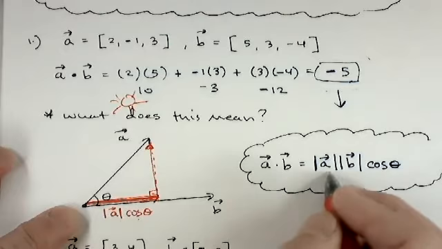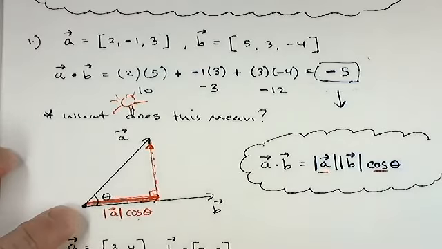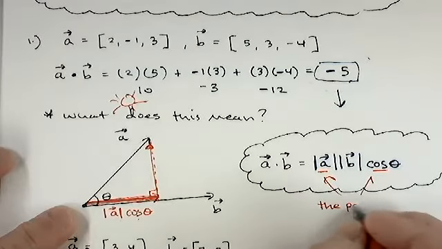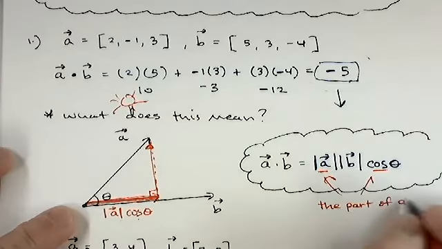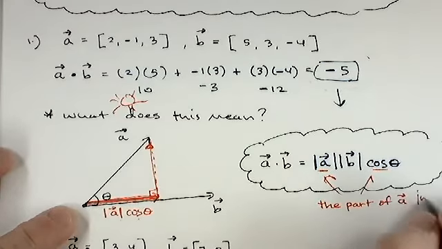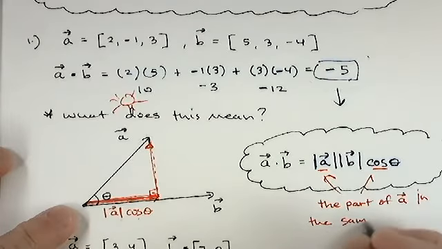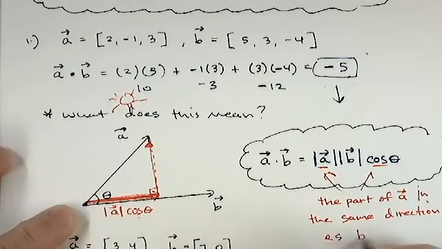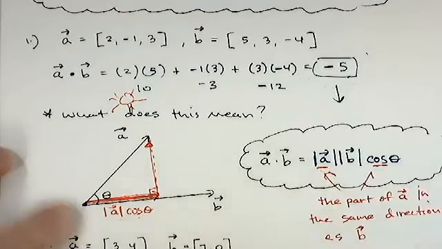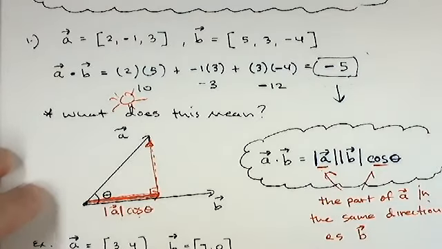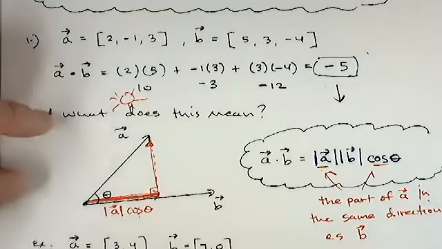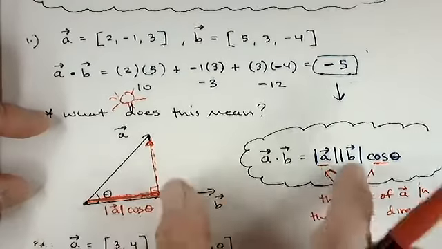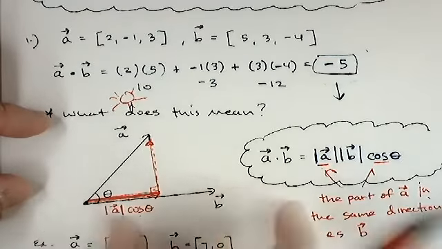But essentially what it means is, the magnitude of A times the cosine of theta can be thought of, the way I think of this, as the part of A in the same direction as B. That's what the magnitude of A times cosine of theta will give you. And so what the dot product really is, is this length, the part of A that's going in the direction of B, times the length of B, the magnitude of B. You're taking this length times this length. That's what the dot product is telling you.